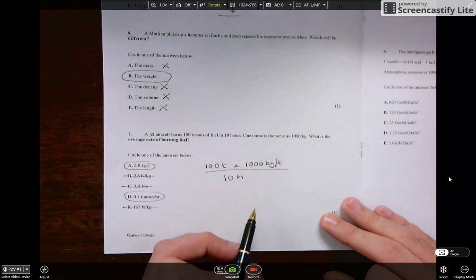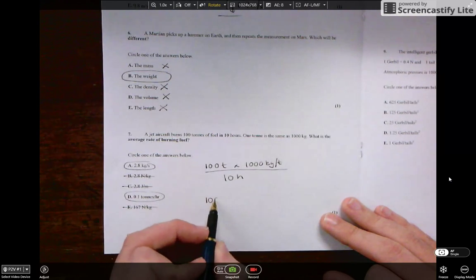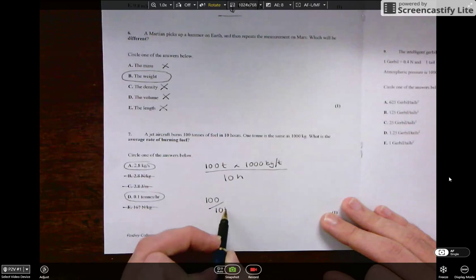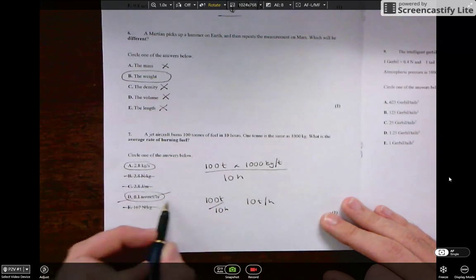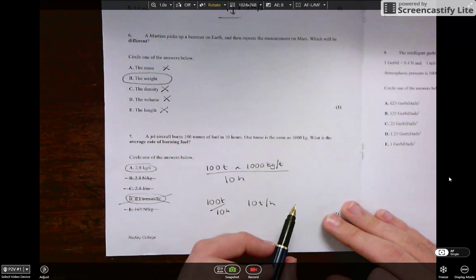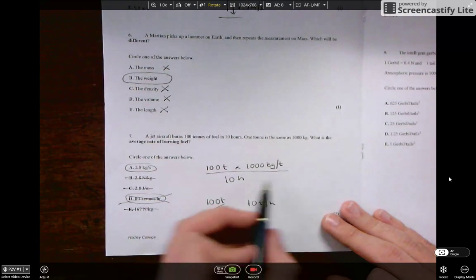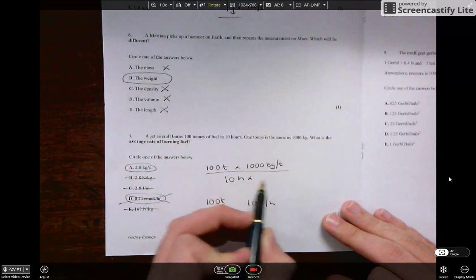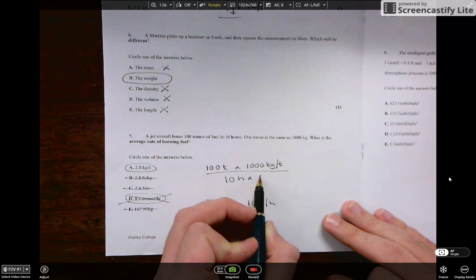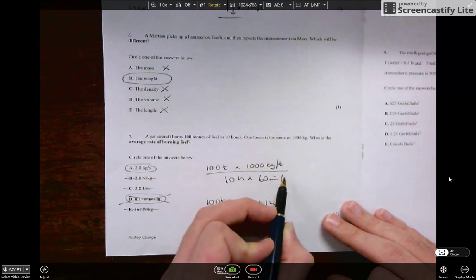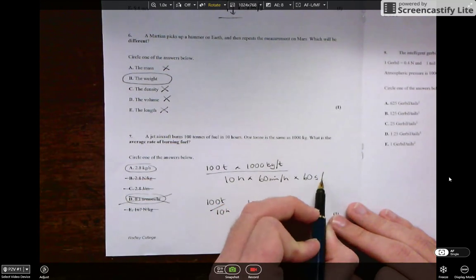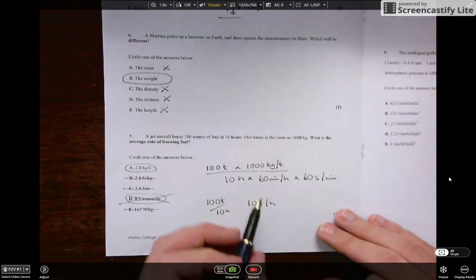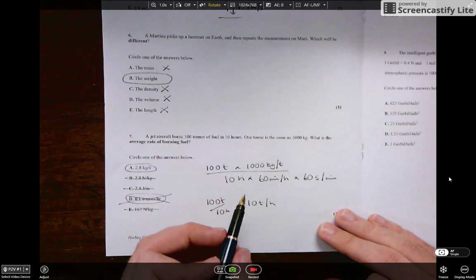So we want to know what the answer is from this. In terms of tons per hour, we've got 100 tons in 10 hours. So that's actually 10 tons per hour. So it looks like D's wrong as well. So A seems to be the only option left. Anyway, let's follow it through. So 10 hours, each hour is 60 minutes. Each minute is 60 seconds. So this is the calculation we're going to need to do.